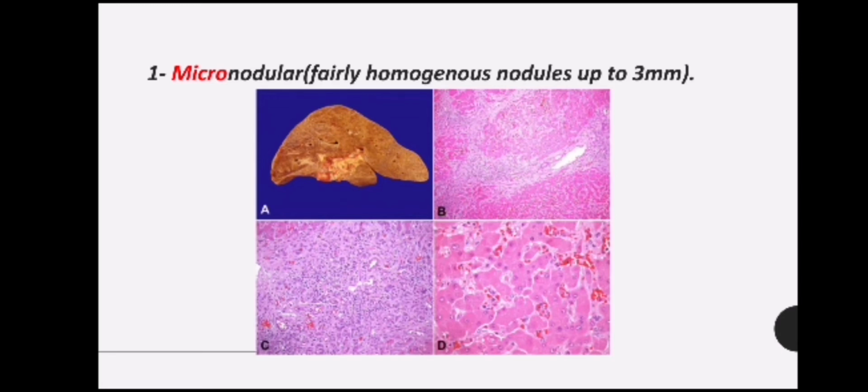In B, we can see, as we mentioned, multiple parenchymal regeneration nodules, but here with septal inflammatory infiltrates. In C, we can see marked ductular reaction. And in D, we can see sinusoidal congestion with no parenchymal inflammatory activity.